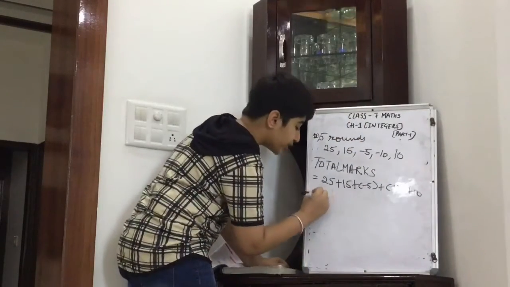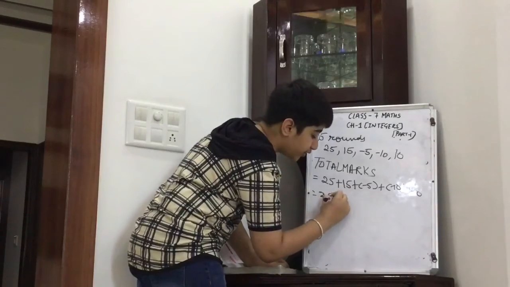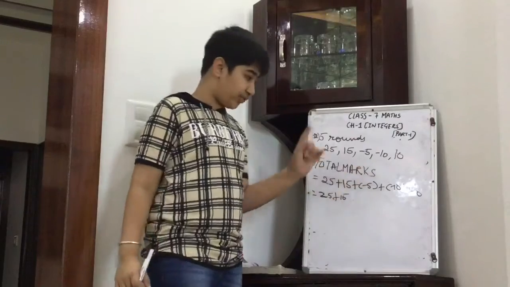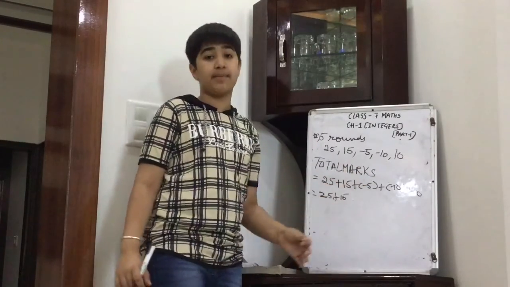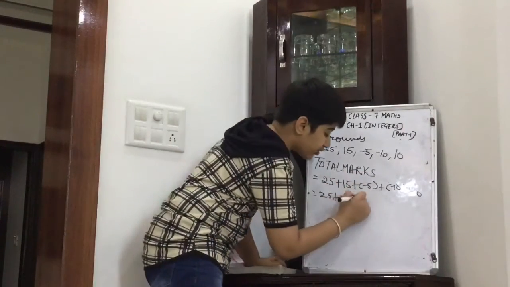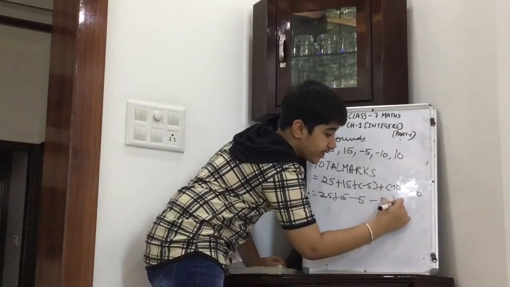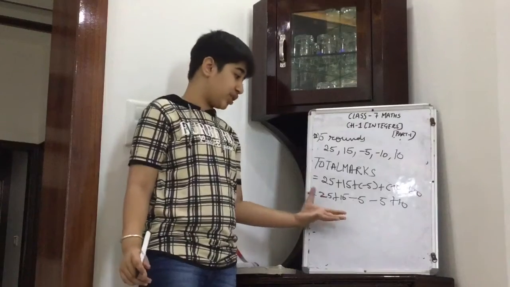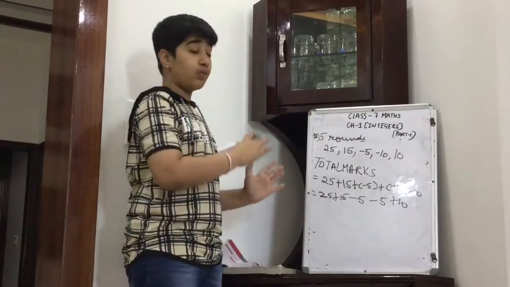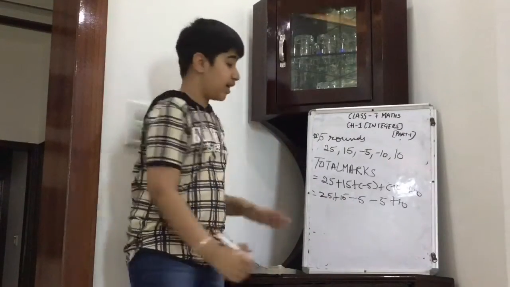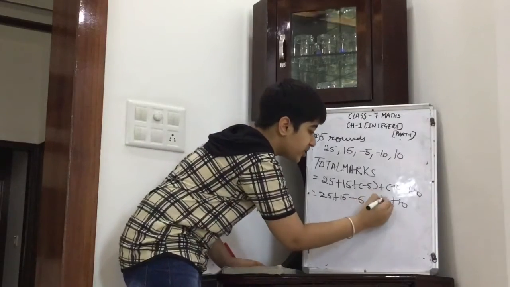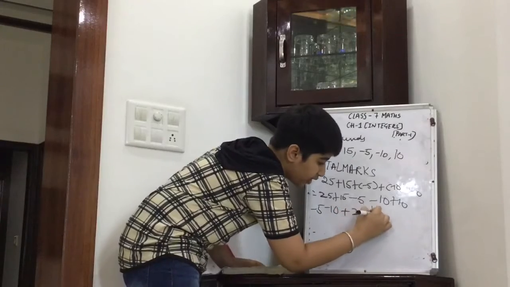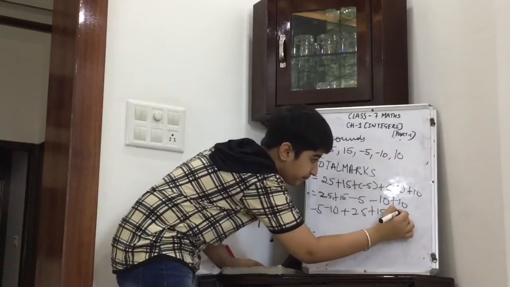Okay, coming to the next step, where we solve. First we have put the brackets. When we open the brackets, if plus and minus are multiplied, we get minus. So we will simply write minus 5 and minus 10. Coming to the next step, we have to put minus on one side and plus on the other side. So let's get started with the minus first. Minus 5 and minus 10 plus 25 plus 15 plus 10.